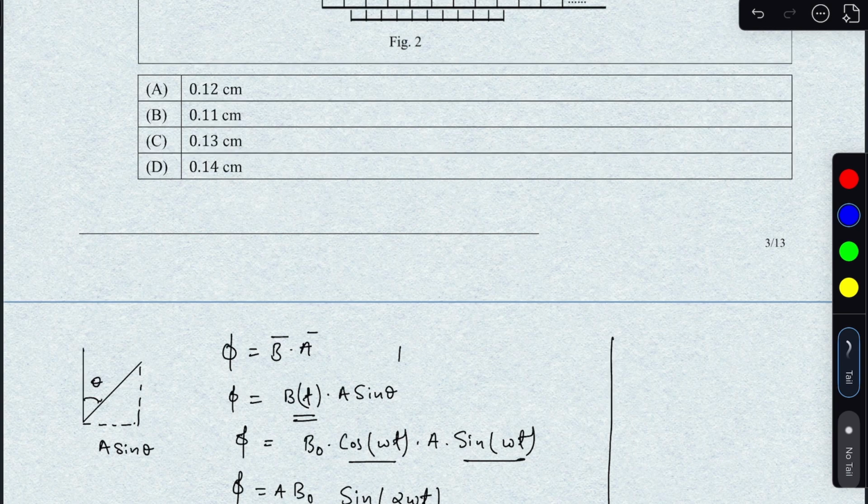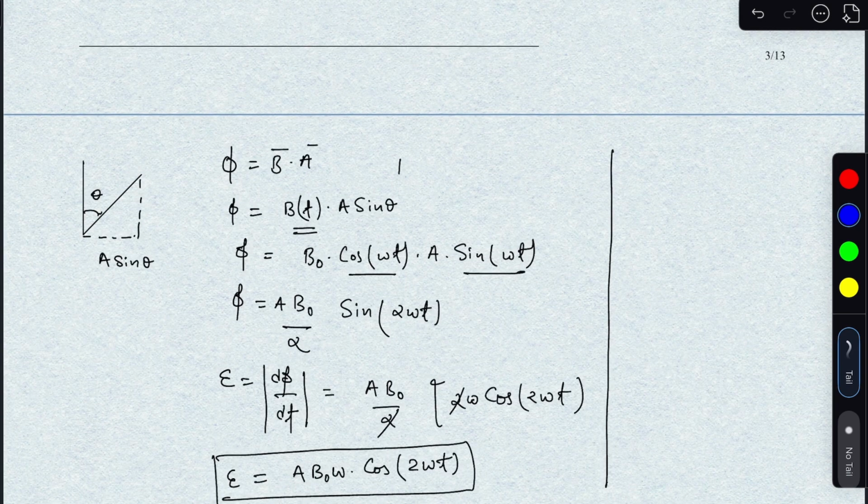For that, I have taken it like this. The magnetic field is like this. Flux is defined as B vector dot A vector. B is the magnetic field, which is dependent on time, so it is the function B(t) times A. Let us suppose this angle is theta and the magnetic field is like this. So the area perpendicular to the field is going to be A sin theta. That is why it is B(t) times A sin theta. B(t) is B naught cos omega t, and theta, because we are rotating like this, becomes omega t.